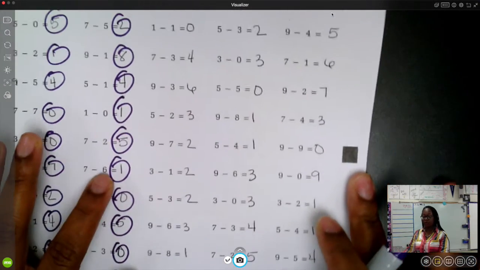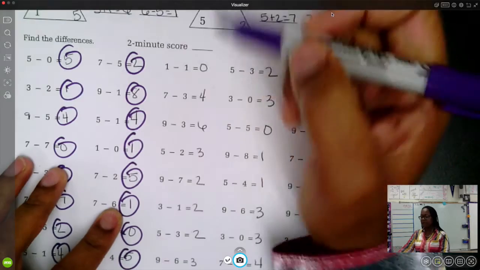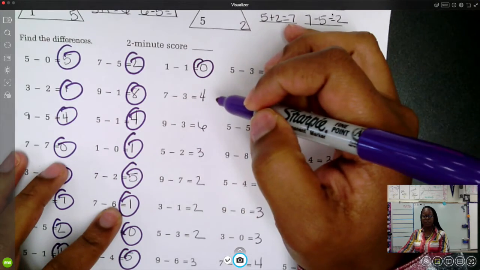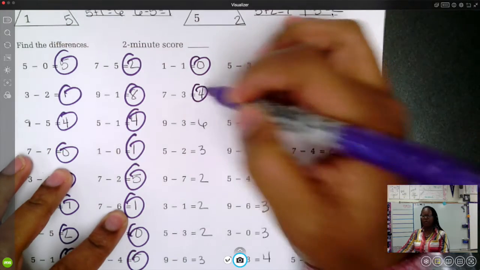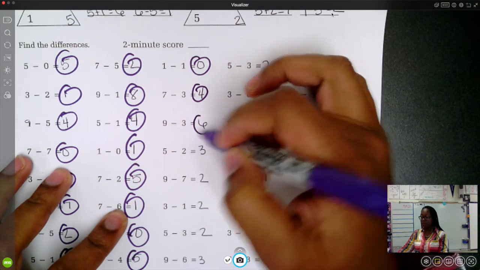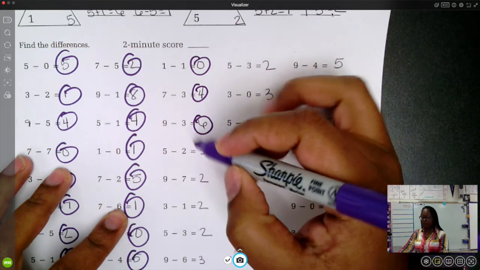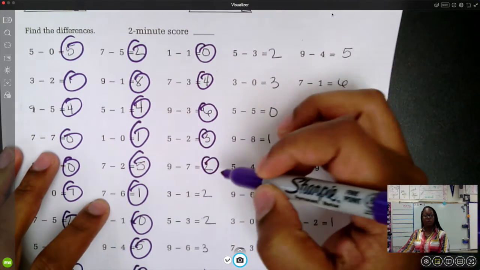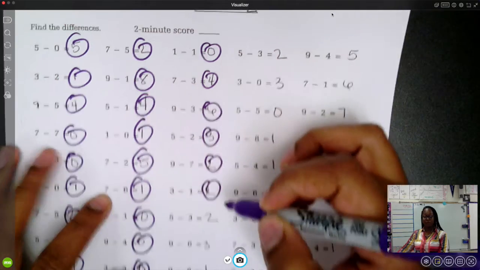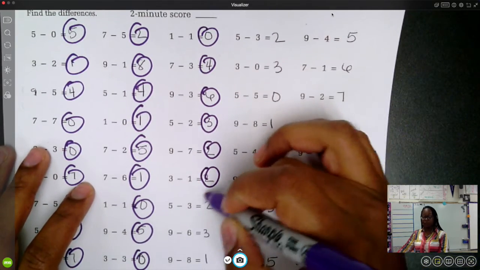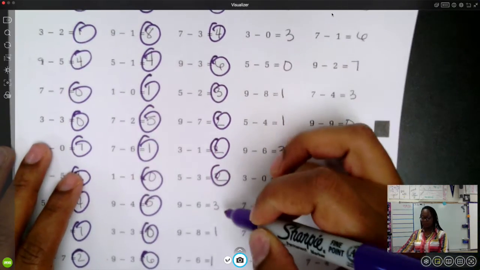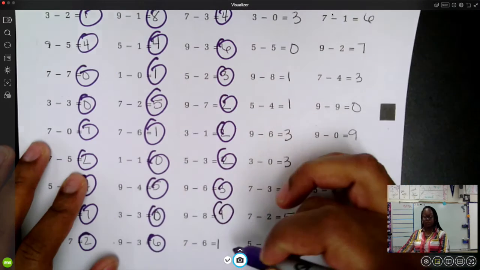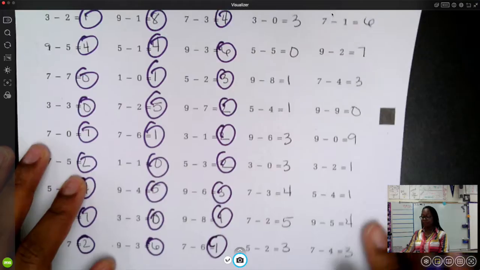Moving over to the third column, starting at the top, 1 minus 1 equals 0. 7 minus 3 equals 4. 9 minus 3 equals 6. 5 minus 2 equals 3. 9 minus 7 equals 2. 3 minus 1 equals 2. 5 minus 3 equals 2. 9 minus 6 equals 3. 9 minus 8 equals 1. 7 minus 6 equals 1.